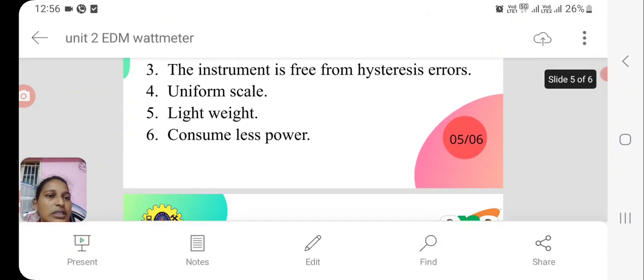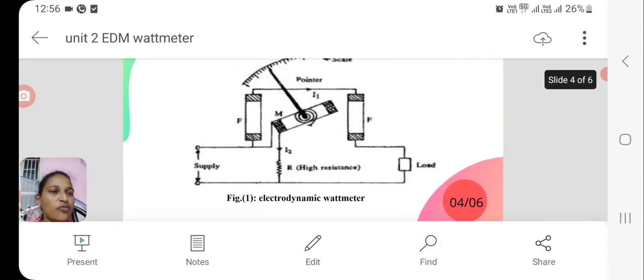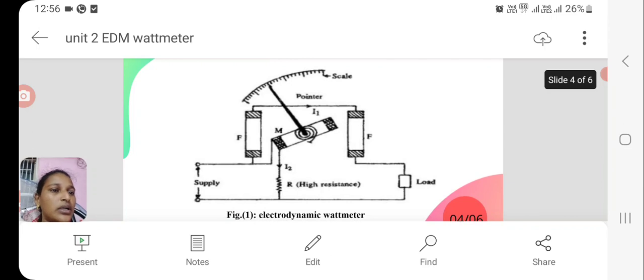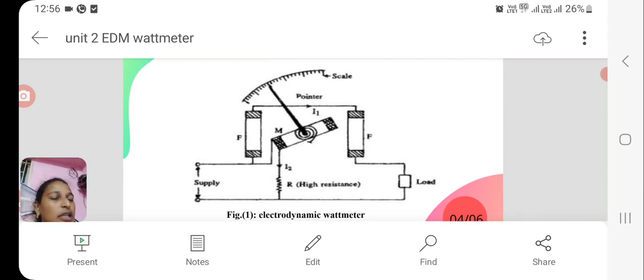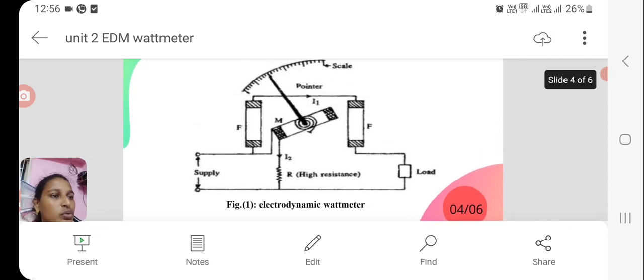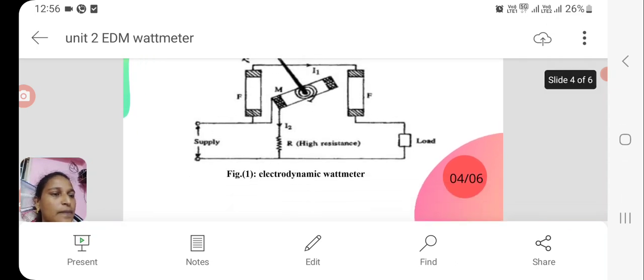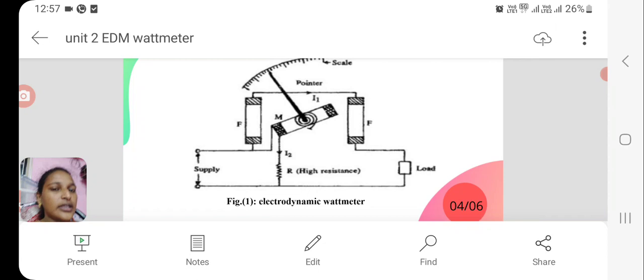So this is the basic of an EDM type wattmeter. Hope it is very simple and easy to understand, and the circuit diagram is also very easy. So I think this topic is very easy to understand.